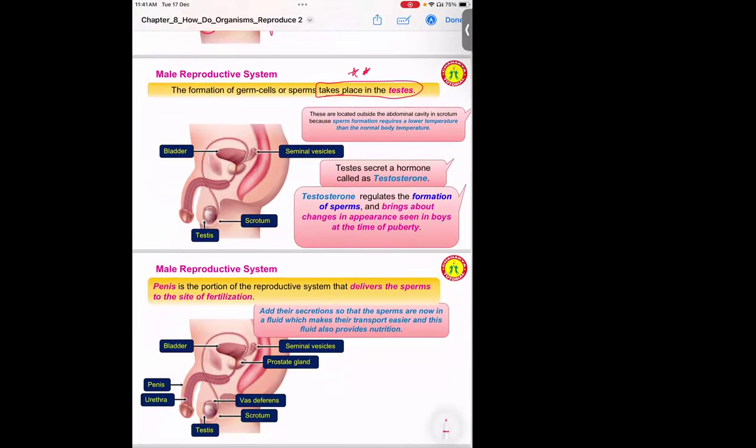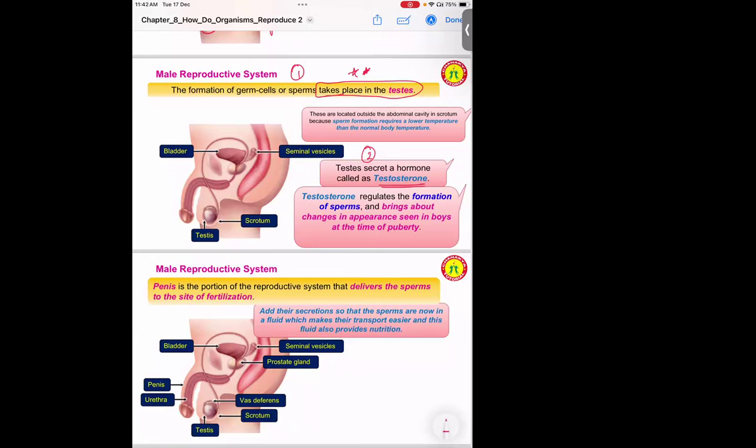So write the function of the testes. In the board examination, they ask this frequently. The function of the testes is to produce the germ cell called sperm. The second function is that they produce a hormone called testosterone. Learn this very well, children: T-E-S-T-O-S-T-E-R-O-N-E. So these are the two different functions of the testes. One is to produce sperm cells, and the second is to produce a hormone called testosterone.